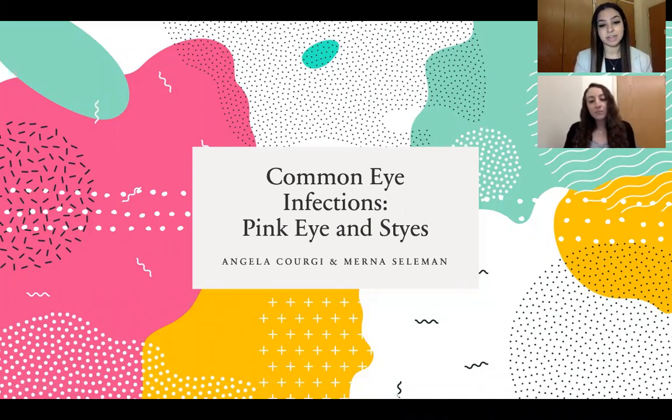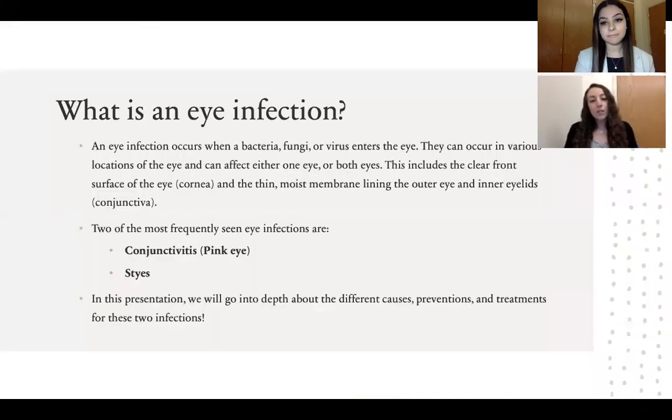Today we're going to be talking about common eye infections, more specifically pink eye and styes. What is an eye infection? An eye infection occurs when a bacteria, fungi, or virus enters the eye, and it can occur in various locations of the eye and can affect either one eye or both eyes.